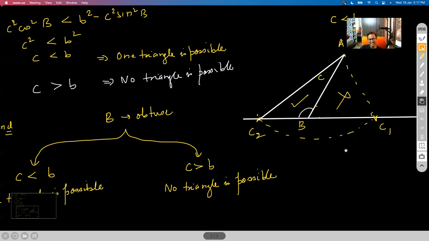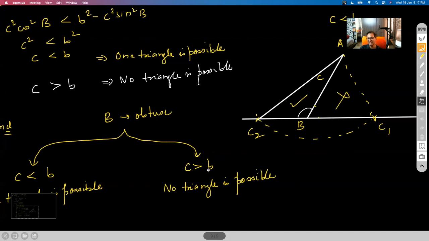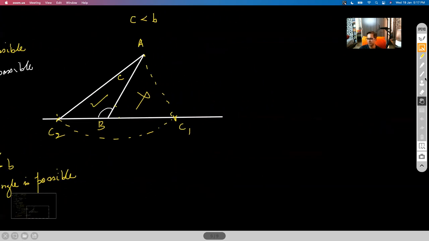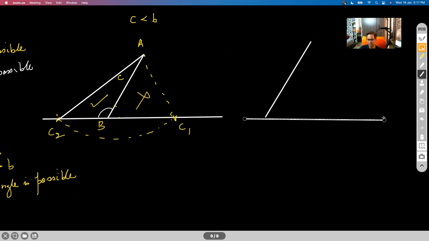Shardul, okay. So if C is greater than B, please note that in those cases, what will happen? Your entire triangle will be formed with the side on the right side. That means it will be something like this. I'm just making a quick diagram. Give me a second.